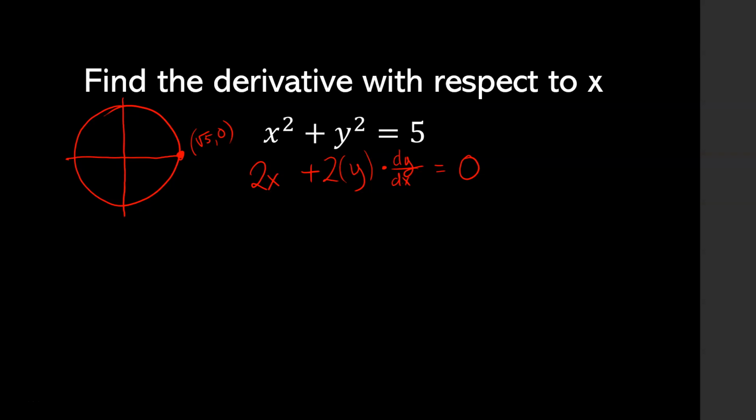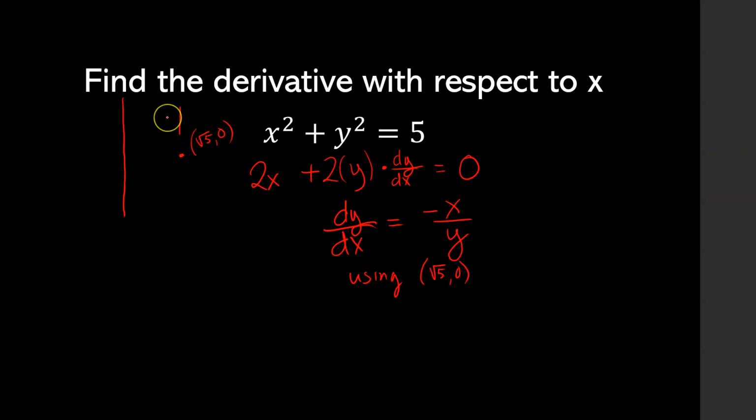We are going to subtract 2x and divide by 2y. dy/dx is equal to negative x over y. Let's see if this makes any sense using the one ordered pair I wrote, root 5, 0. Some of you already know what we're going to get. Oh no, we're going to get an eraser.